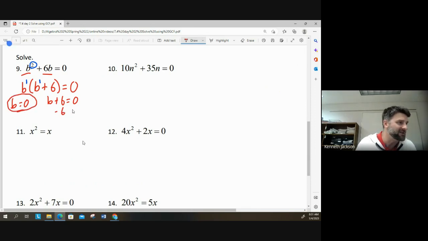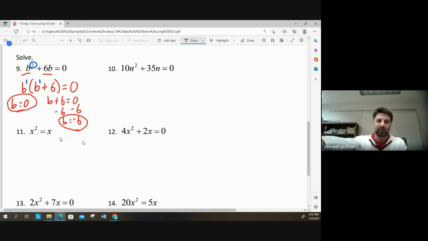And the second one I can solve by getting rid of a plus 6. I can subtract, and I get b equal -6. So I get two answers, both of them making the equation true.